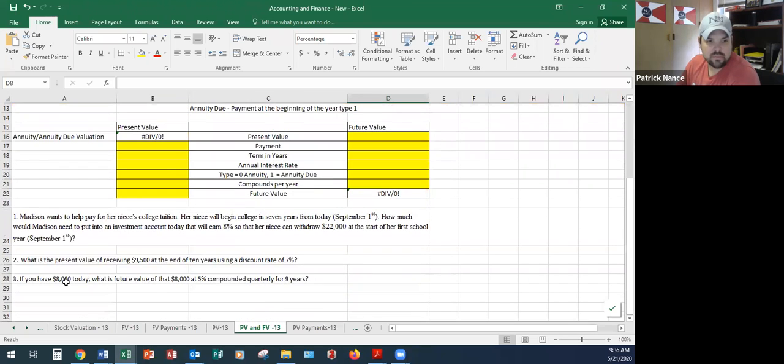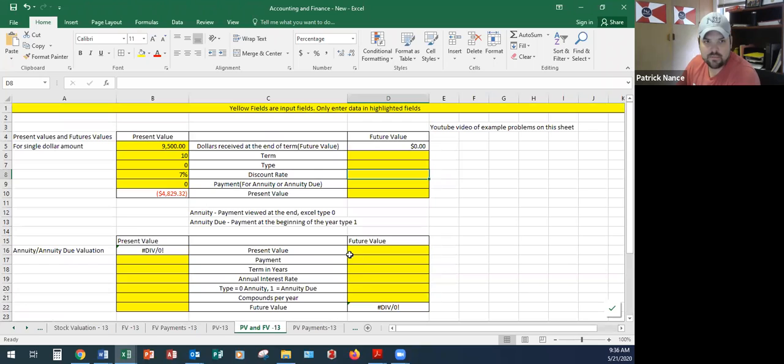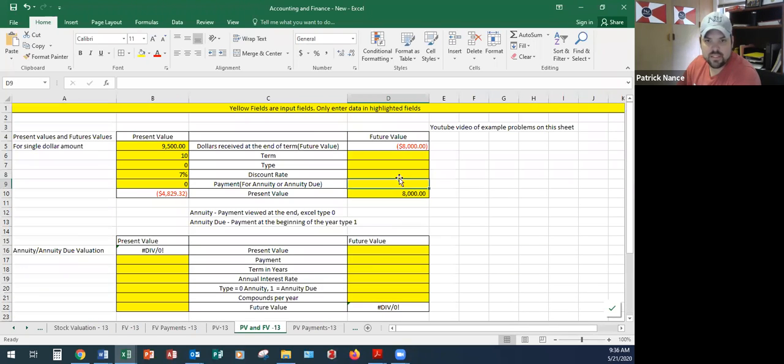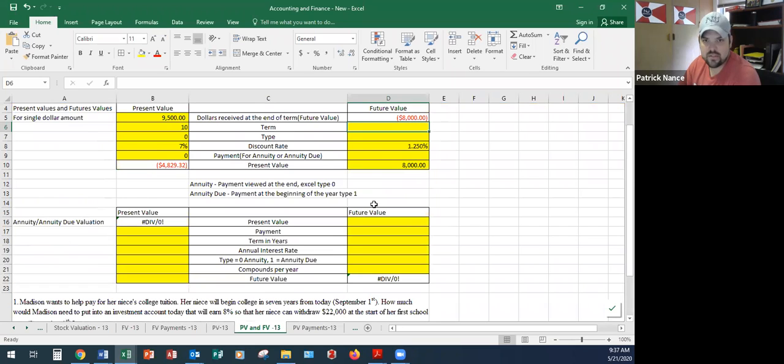So if you have $8,000 today, so that would be a present value. Present value of $8,000. Future value for the discount rate is 5%. The problem is the discount rates are given on an annual basis. Since it says that this is compounded quarterly, we need to take this percentage, 0.05, and divide by 4 for the 4 times a year that it's been compounded. In the same way, we need to take the number of years and multiply it by 4. So it's 9 years, equals 9 times 4, 36.